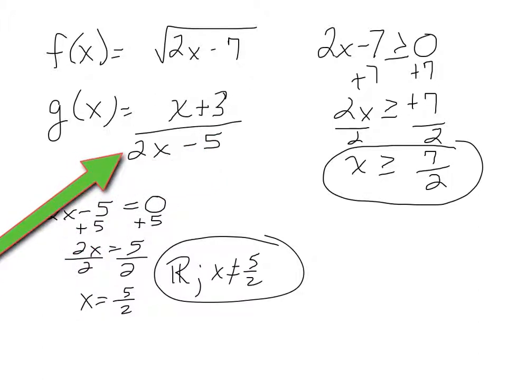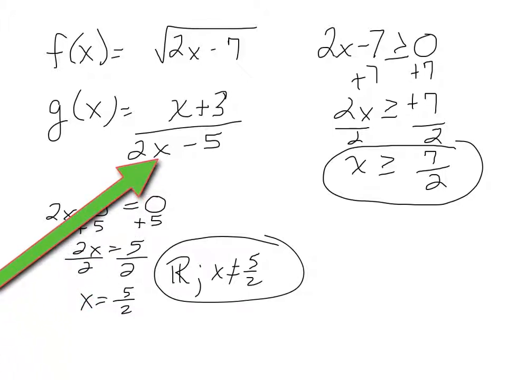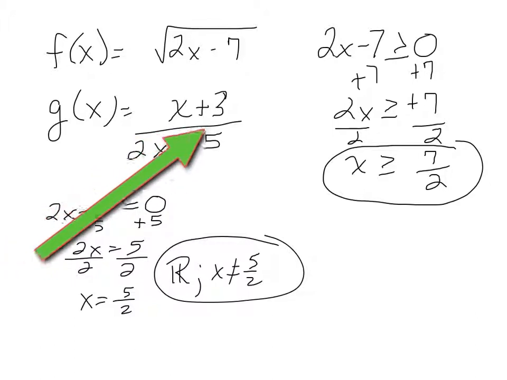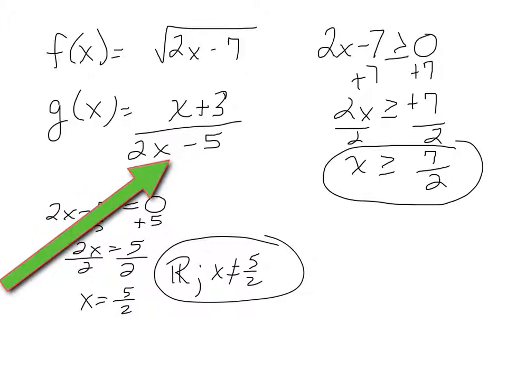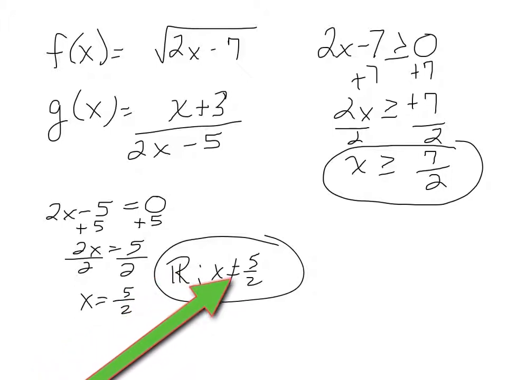So we take that denominator, 2x minus 5, set it equal to 0, and solve it, and we get x is equal to 5/2. We have just discovered what would get plugged in for x that would give us a 0 on the bottom, and we can't have that. So this is the way you write your answer: x is all real numbers, except that means it cannot equal 5/2.